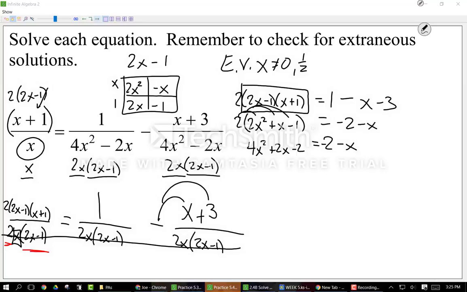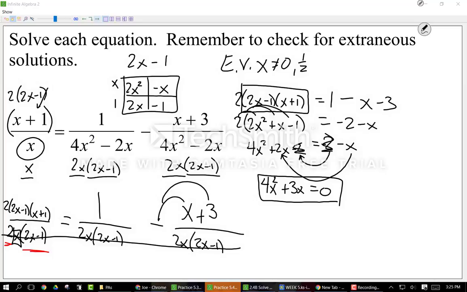Then what do I actually do? Well, I'm going to bring this negative 2 over. I'm going to bring the negative x over. So I get 4x squared plus 3x, because I have to bring the x over by adding, equals 0. My 2's cancel because I'm adding the opposite, so I get a 0 every time. So this is the equation that I actually have to solve: 4x squared plus 3x equals 0.